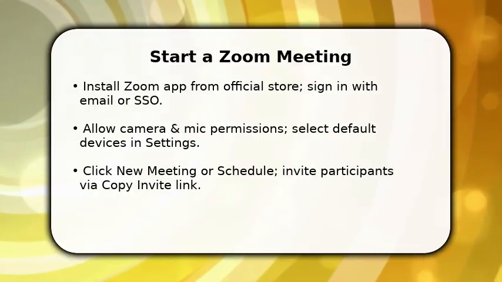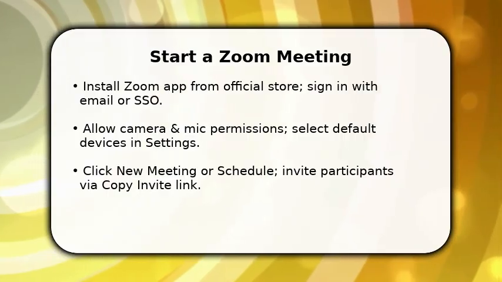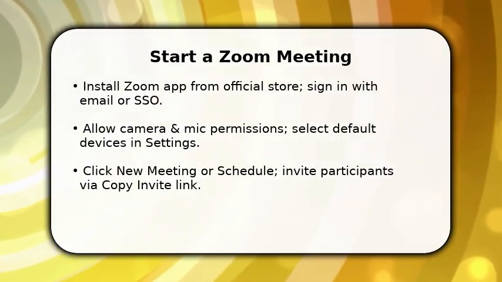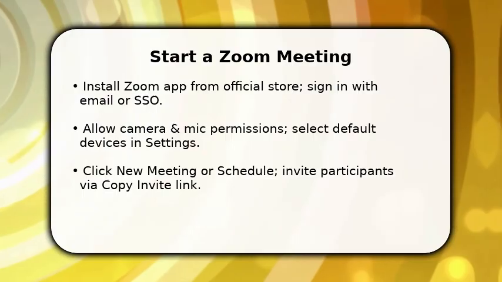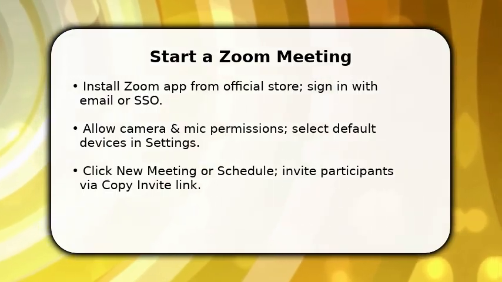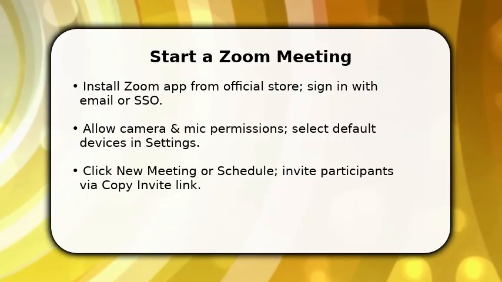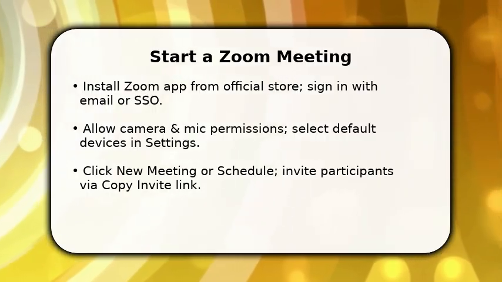You begin by opening Zoom and signing in. Use email, Google, or SSO. Once logged in, make sure camera and microphone permissions are granted so audio/video work. Go to New Meeting to start instantly or schedule for a future time.